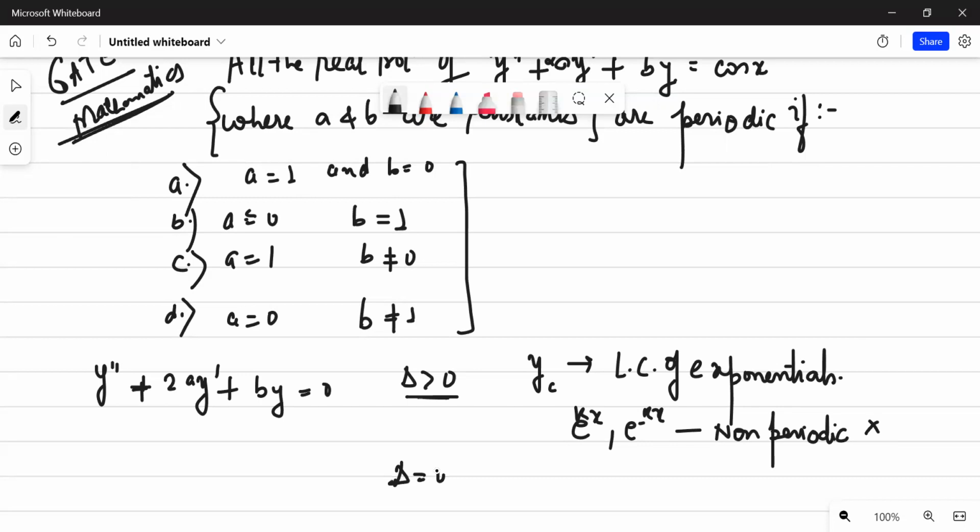If del is equal to 0 also, then the solution will be of the form C1 plus C2x, and then there would be some exponential, and then some constant and again x. So clearly this is also non-periodic.